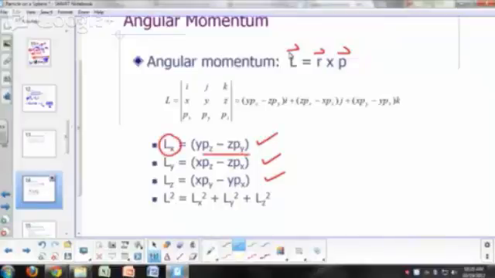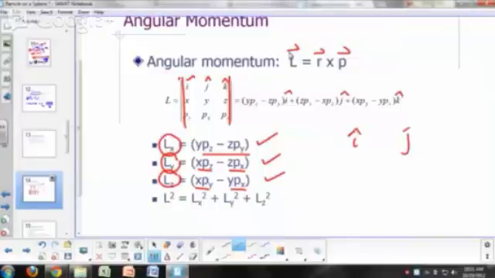That's the x component. And then the y component is x p_z minus z p_x. And the z component is x p_y minus y p_x. Okay? So you can derive this by setting up this particular determinant. This is what you do when you do a cross product of two vectors. In the first row of your determinant, you write down the unit vectors along the x-axis, the y-axis, and the z-axis. So that's i hat, j hat, and k hat.